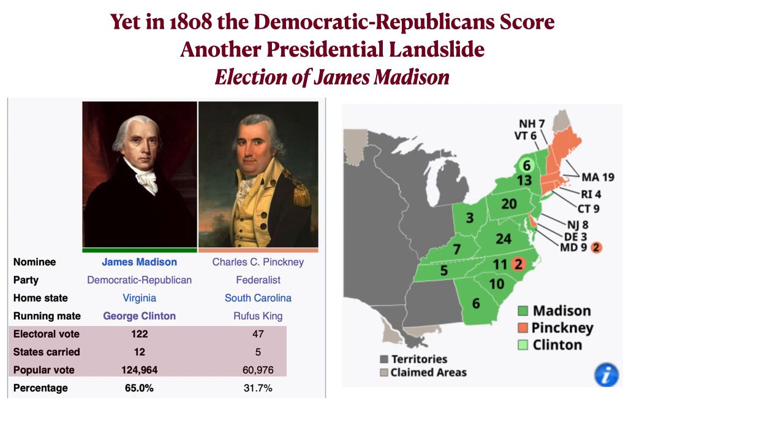So anyway, in 1808, the Democratic Republicans score another presidential landslide. You can see 100, not quite as landslidey as the previous one, but now it's James Madison, another one of the founders, also of Virginia. Charles Pinckney of South Carolina, still in there, competing again. But Madison gets 122 to Pinckney's 47, and you can see a big difference in the popular vote as well.